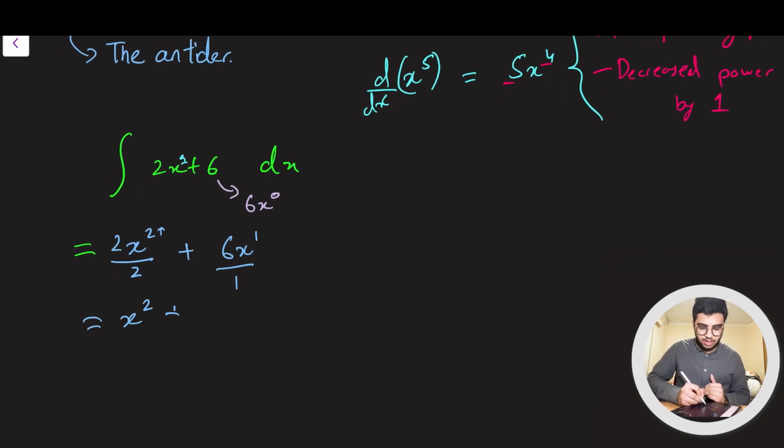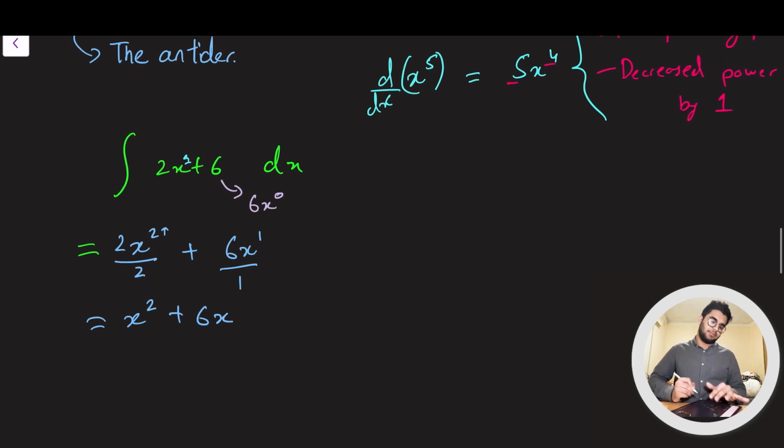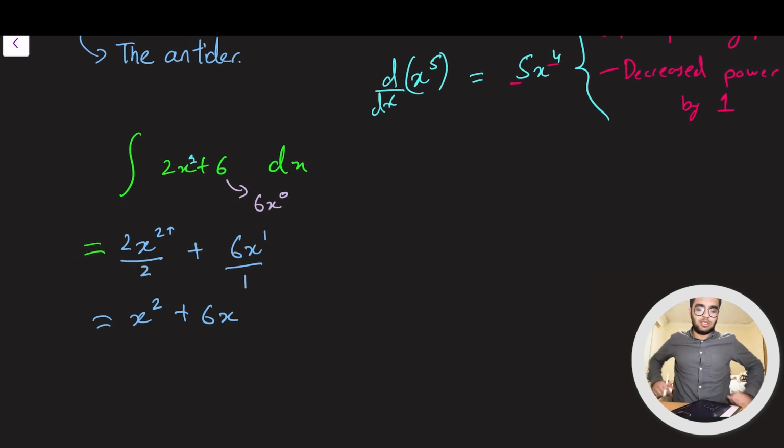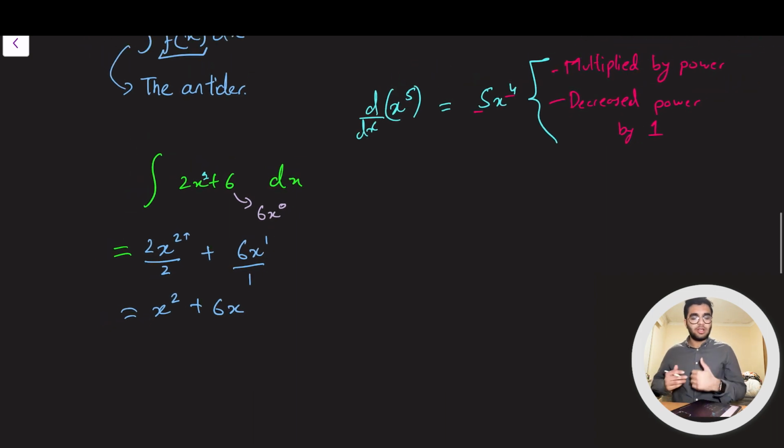Now we can go ahead and simplify that. You get x squared plus 6x. And there you have it. That is your antiderivative. That is your integral. That is the process that is simply used. We just have to undo it. It's not very, very complicated. It's a bit hard for now, but it'll get better. We'll find rules. It'll get simpler all over again.